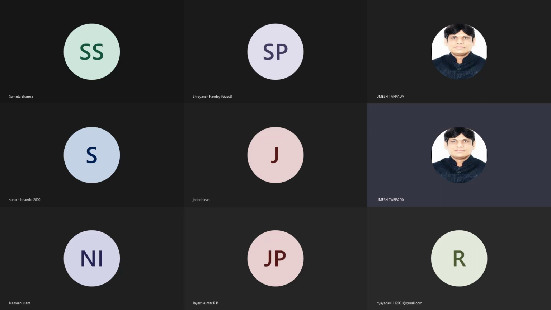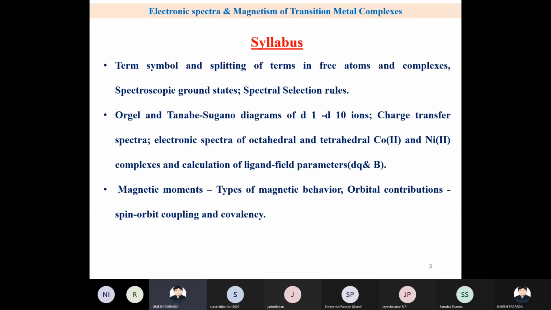Completed in last lecture. Now, first we have completed the term symbol and how the different terms are split. So that we are going to see today, and which types of transitions are allowed. That we have also seen.